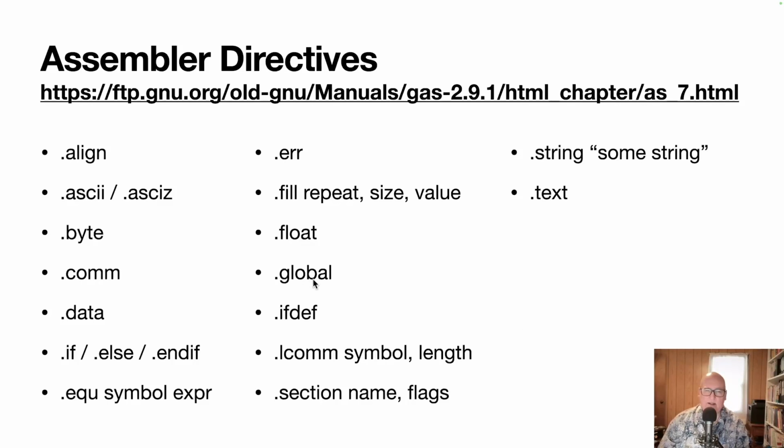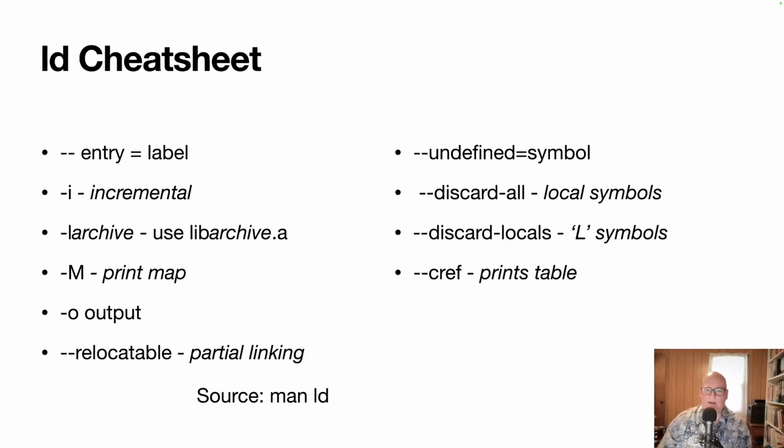Global, I think this is accessing another object file's variable. Ifdef is a variant on if. lcom lets you create a common area within your file. You can create sections with names. And I think I had to check, but I think there's a way to say like text section number 1 and number 2 and so on. And that would let you kind of segregate things. Okay, string and then text we talked about. So all potentially useful.